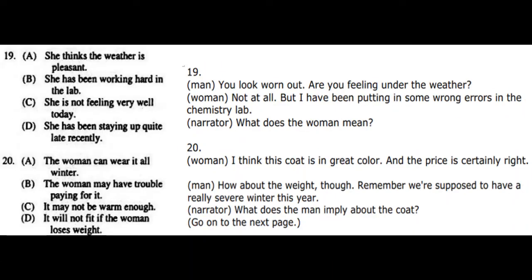Number 19. You look worn out. Are you feeling under the weather? Not at all, but I have been putting in some long hours in the chemistry lab. What does the woman mean?